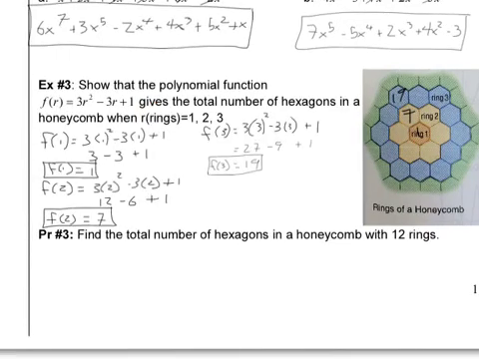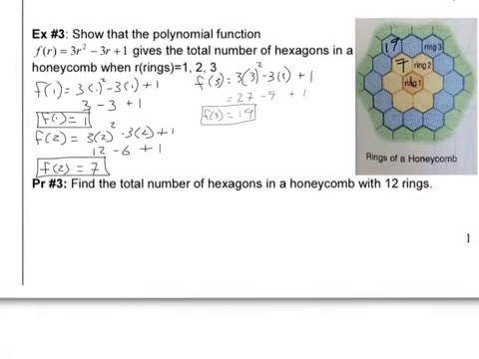Okay, as I worked out each one of these, f of 1 gave me 1, f of 2 gave me 7, and f of 3 gave me 19, which is in fact the pattern that we saw by just counting. So the next part of this is find the total number of hexagons in a honeycomb with 12 rings. So if you were to plug in 12 for your number of rings, how many hexagons would you have? Go ahead and work that one out on your own, and I'll put the answer up in just a second.